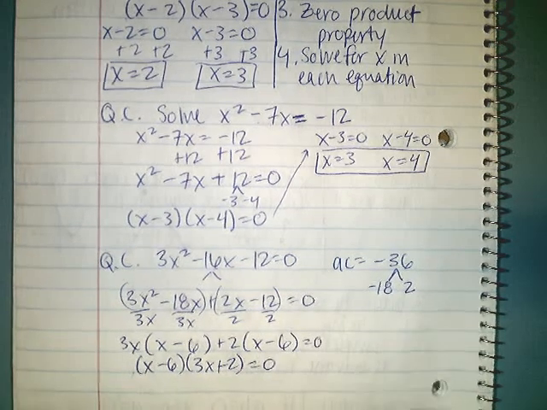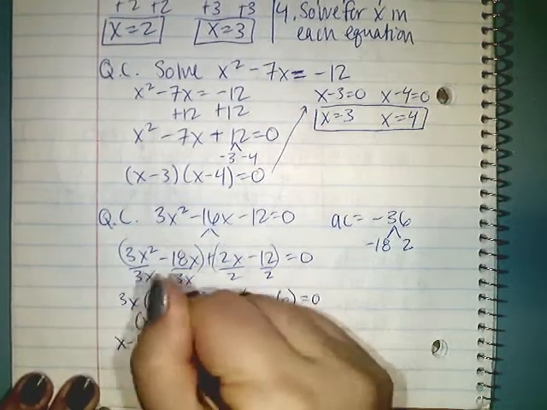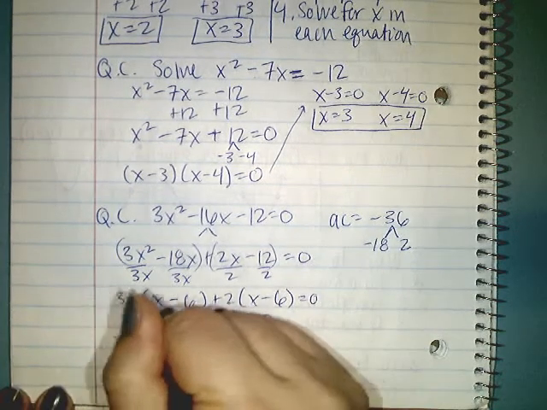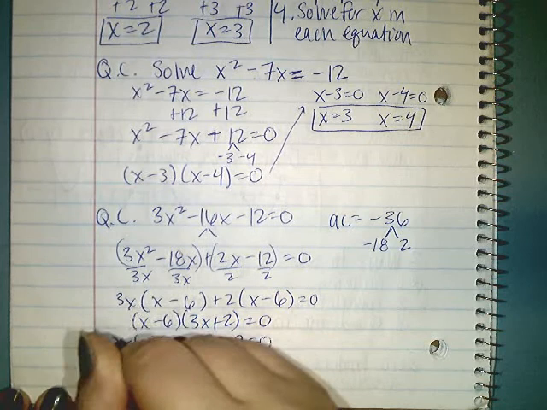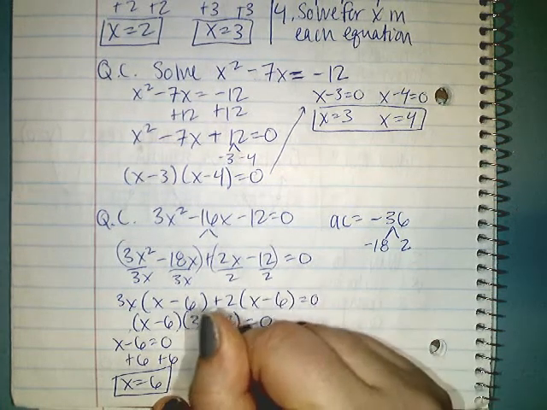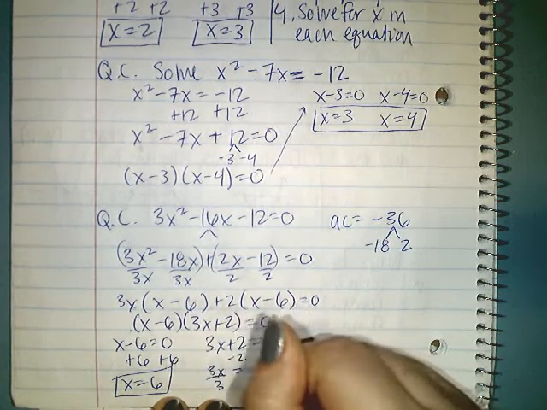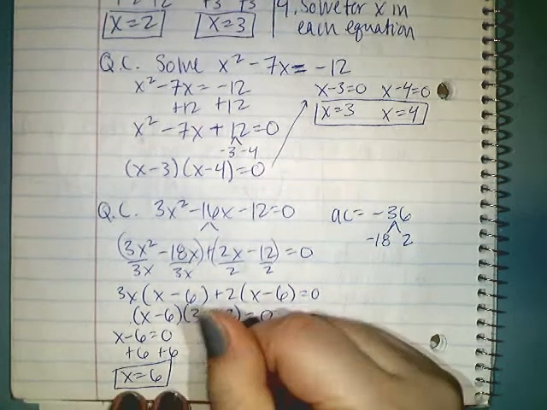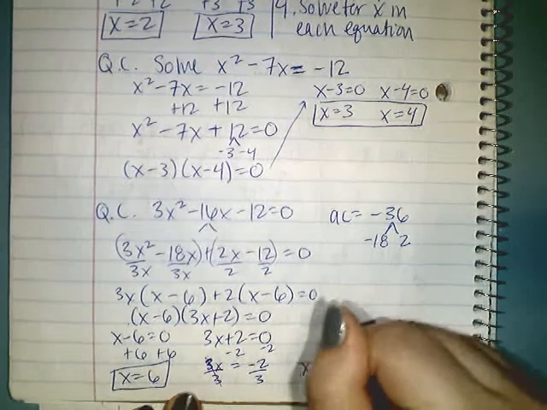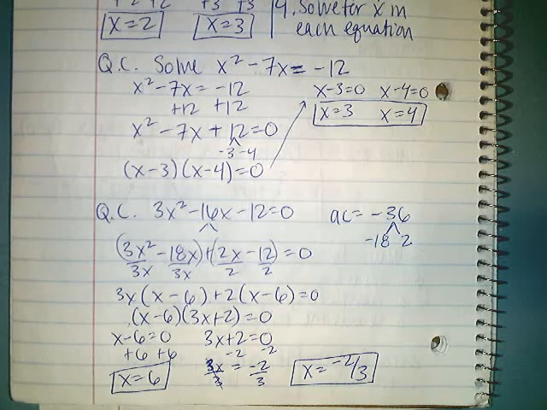So now I can use my zero product property. So I can say x minus 6 equals 0, or 3x plus 2 equals 0. Add 6 to both sides here, and I get x equals 6. So there's one solution. This one I have to do 2 steps. So I'm going to subtract 2 from both sides, and I get 3x equals -2. And then I divide both sides by 3 to get x alone. So sorry if I wrote that too small. But you divide both sides by 3 and you get x equals -2/3. And that is my other answer.